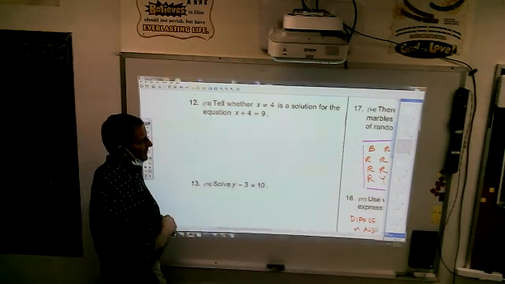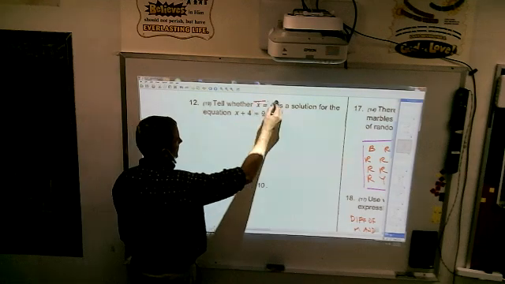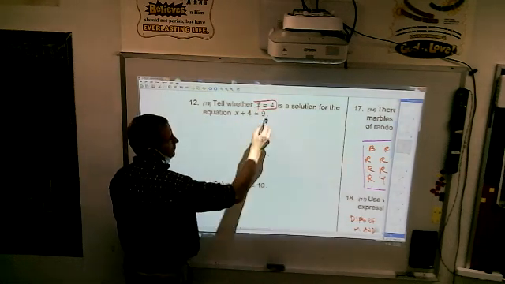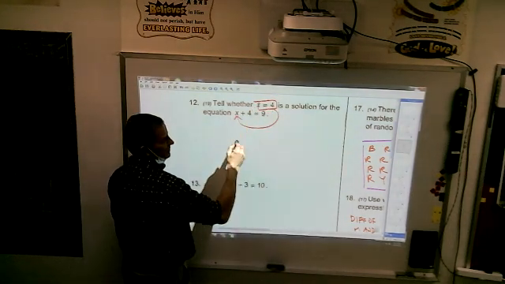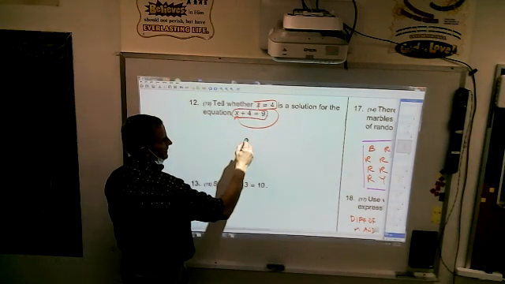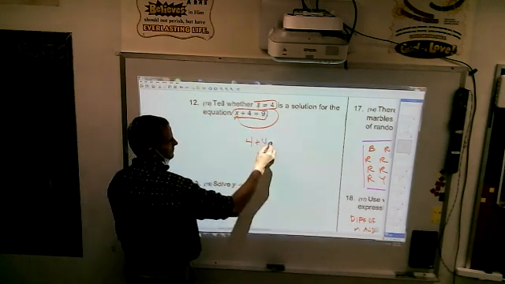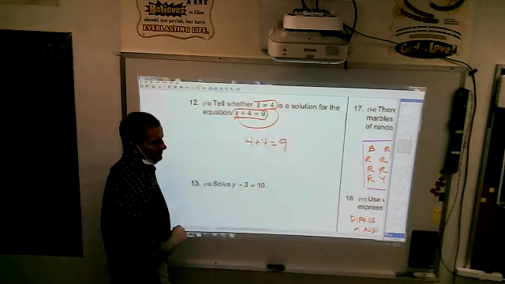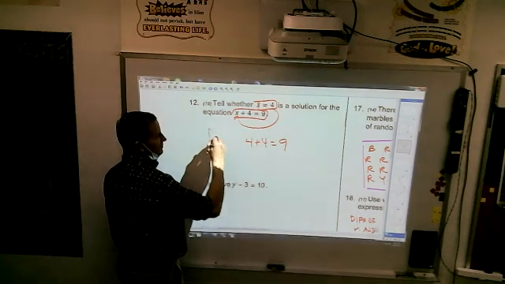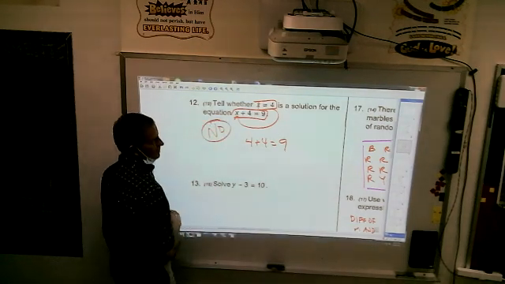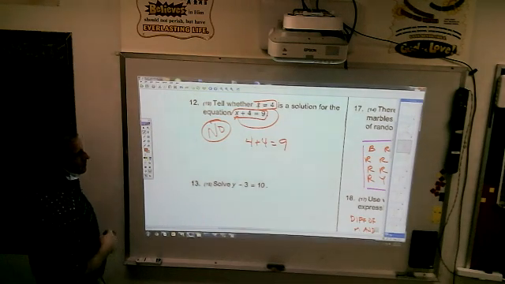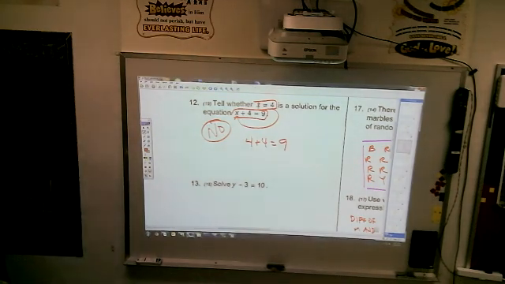They are just asking you this, Cal. They said if x equals 4, if you put 4 in for x, is this true? Is 4 plus 4 9? No. So then the answer to this would be no. It's not a solution. x equals 4 is not a solution.